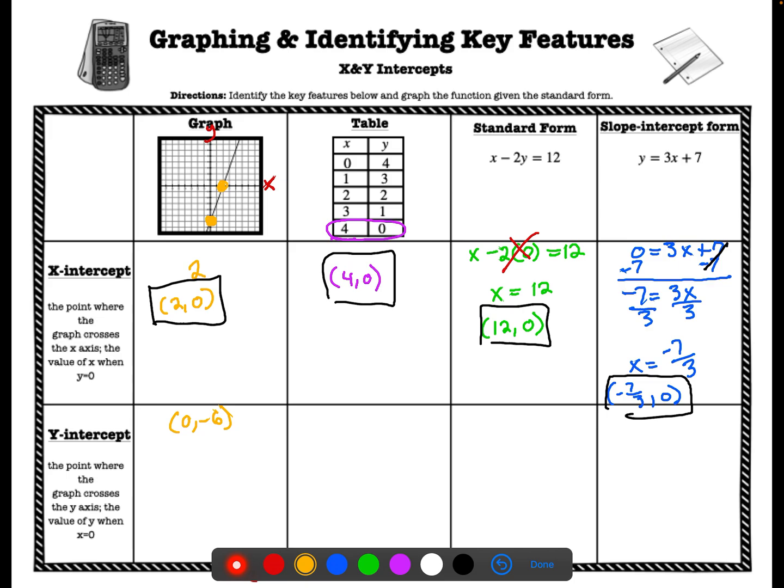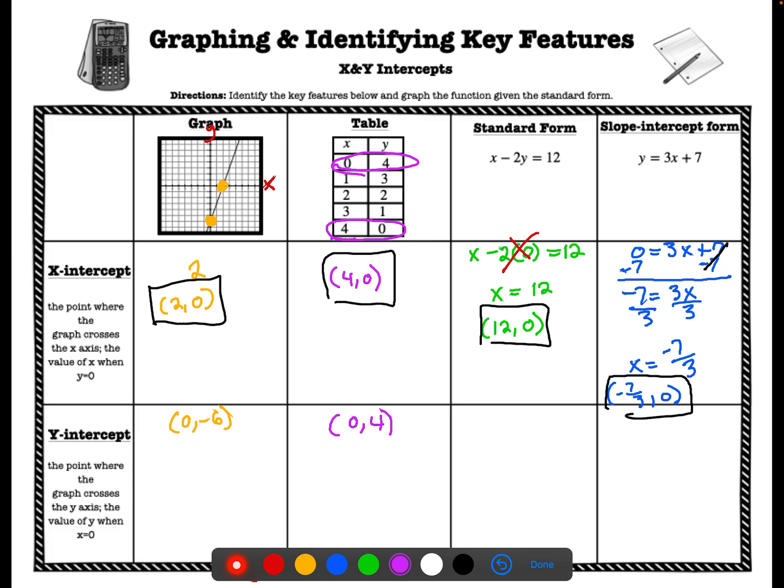Now we're going to move to this table, and we're looking for when x is 0. Notice right up here at the top, x is 0. So we're looking for our y, which is 4. So our y-intercept is (0, 4).